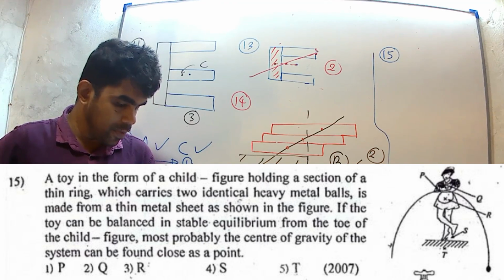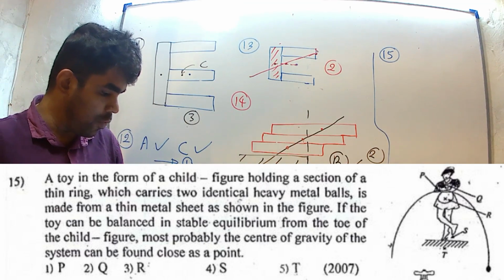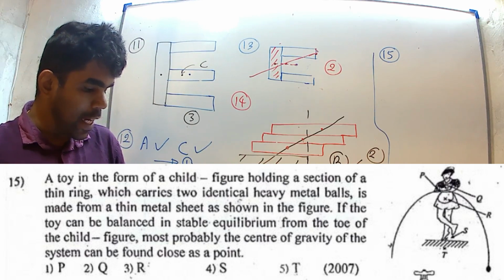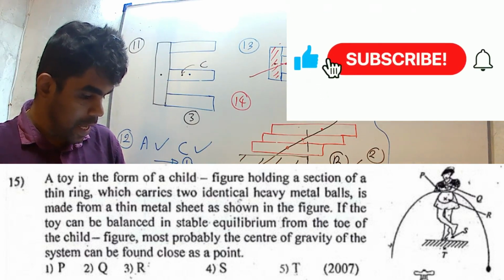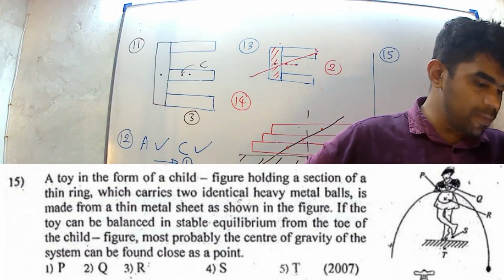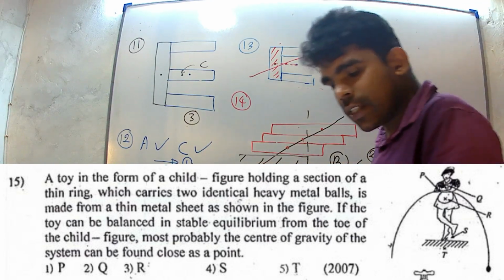Then 15. A toy in the form of a child figure holding a section of a thin ring, which carries 2 identical heavy metal balls, is made from a thin metal sheet as shown in the figure. If the toy can be balanced in stable equilibrium from the toe of the child figure, most probably the center of gravity of the system can be found close to the point.